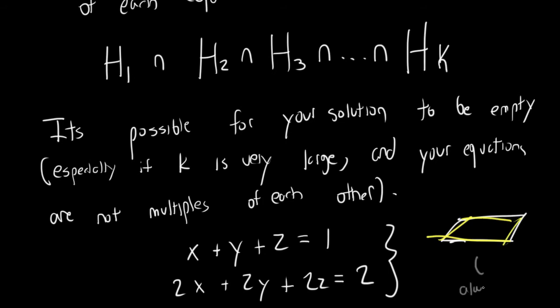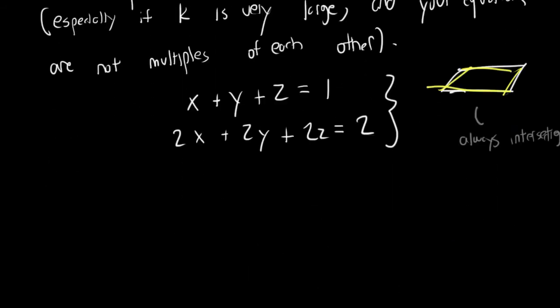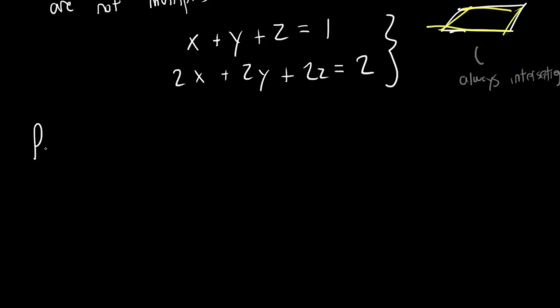So always intersecting. So we're saying here that it's possible for our solution to be an empty set. Now, there's also some other possibilities where we're actually going to get some answers. So the possible answers, possible solution, we have empty. And you're going to see why we're doing this.